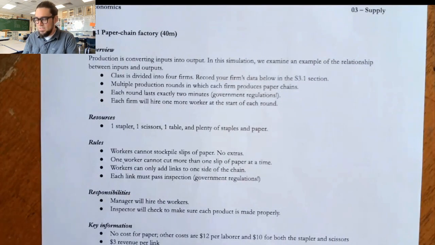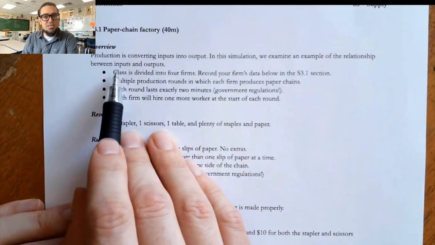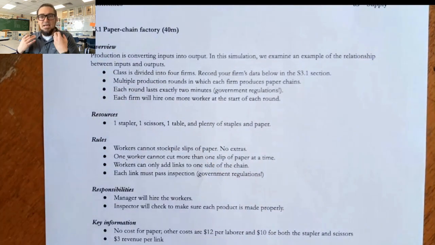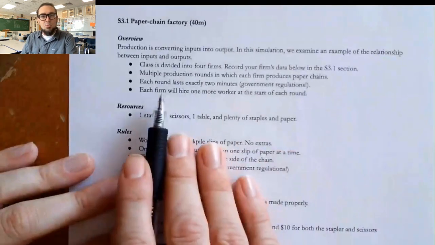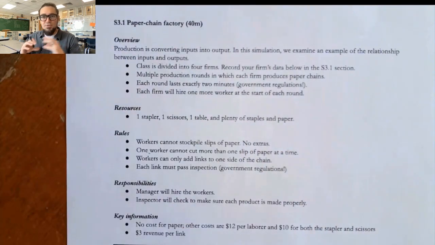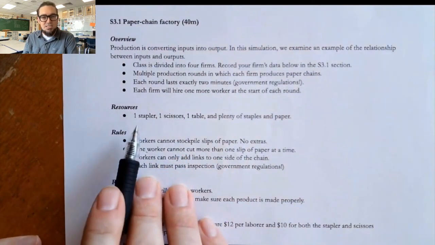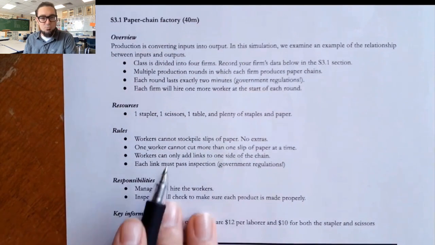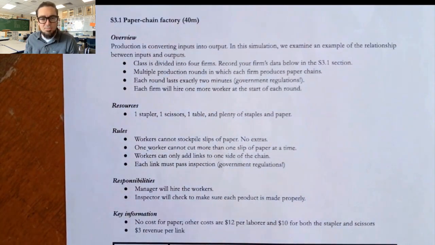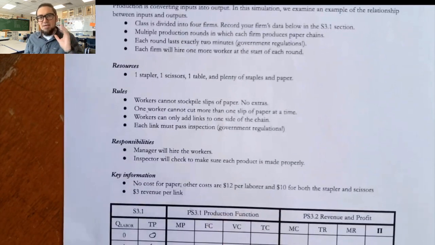So the very first thing that I explain when we run the simulation is that we're going to have 4 different companies in the class. Really that's just 4 different groups who each have a variety of different folks, and they're going to record data down here. In every round, they produce paper chains. They use a stapler, scissors, and a set of desks in order to make a series of links together. And I put some rules on here: no stockpiling, one worker can't cut more than one at a time, and so on.